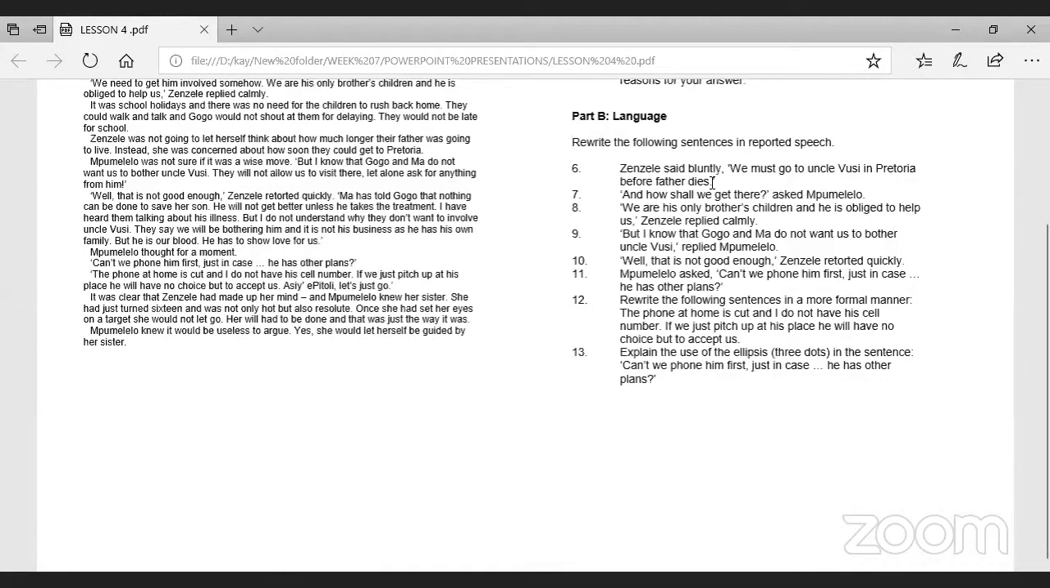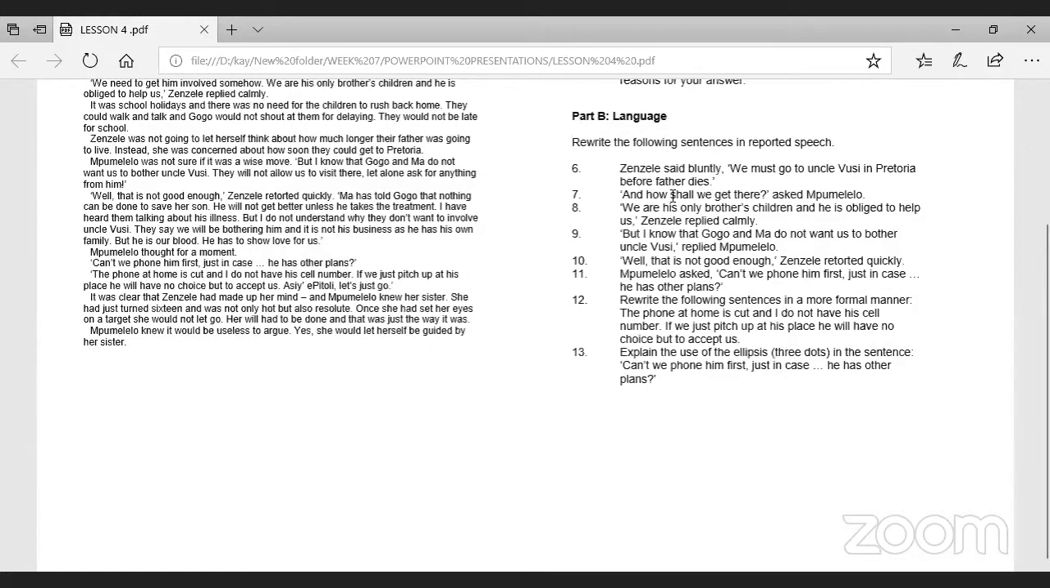Okay, guys, please respond in our chat box. You can say that you are comfortable with it or you're not comfortable with it. Don't just keep quiet. Okay, let's do number 6, okay? So the instructions said, rewrite the following sentences in reported speech. I just read your response, Pamela, and it's okay.